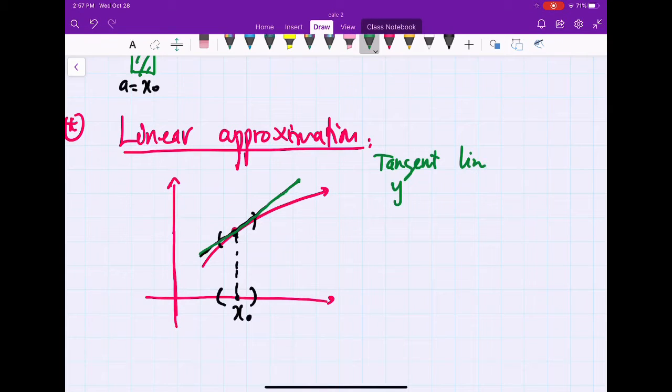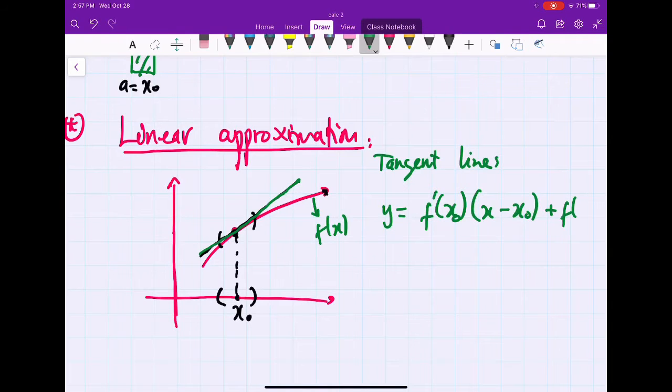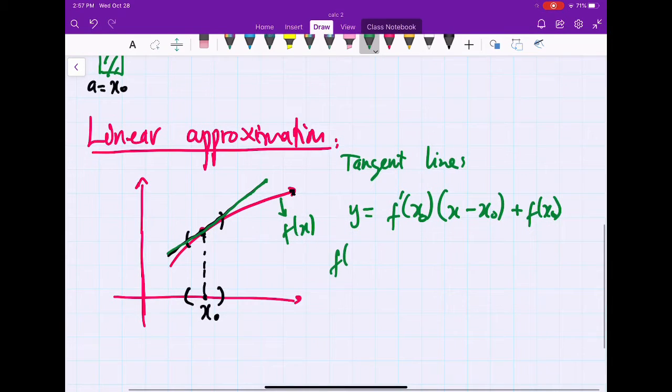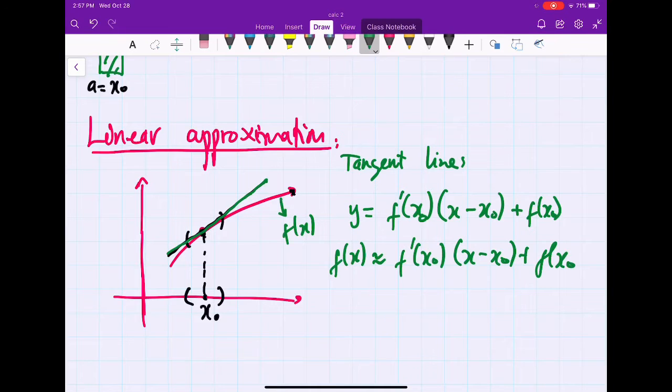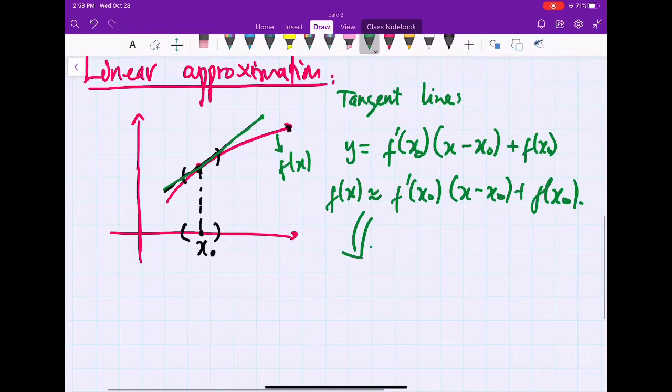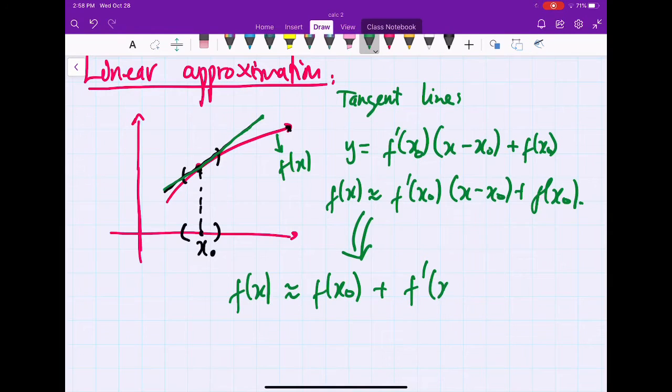y equal to f prime of x0, the function is f of x, times x minus x0 plus f of x0. So we replace the function f of x by the equation of this tangent line. So f of x is approximately equal to f prime of x0 times (x minus x0) plus f of x0. Let me rewrite this equation: f of x is approximately equal to f of x0 plus f prime of x0 times (x minus x0).